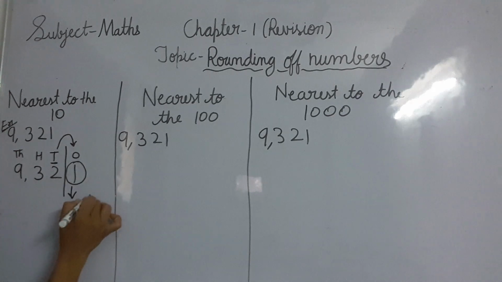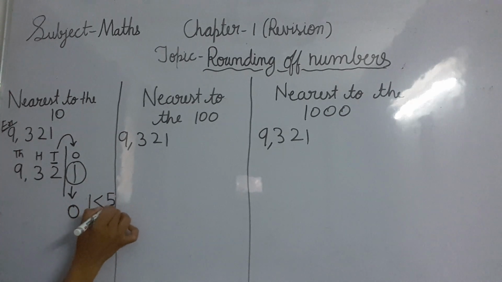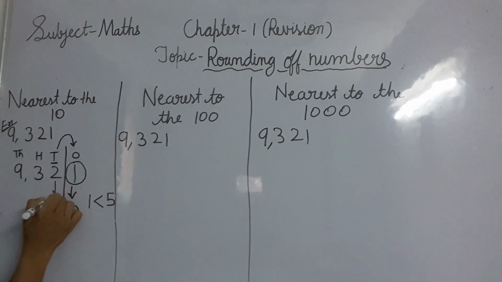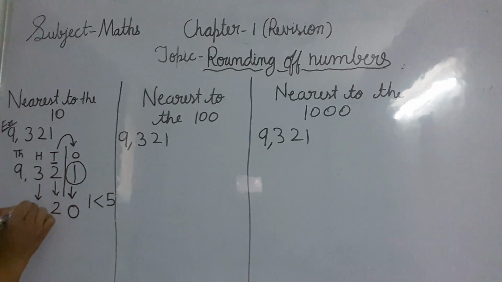So here I am writing 1 is less than 5. Clear? If it is less than 5, we will not change the rest of the digits. The remaining digits will be the same. Here the 2 will be the same, 3 will be the same, 9 will be the same.